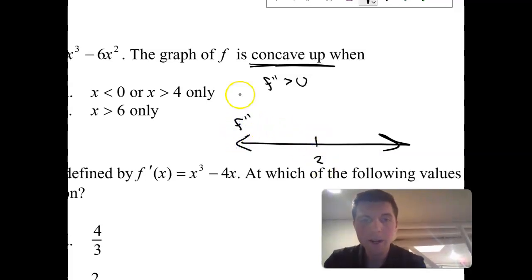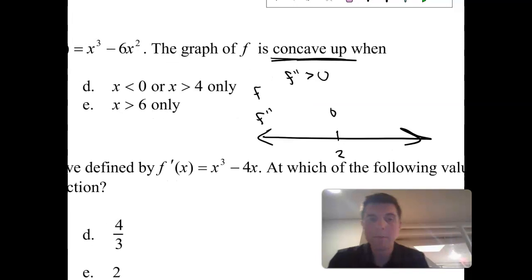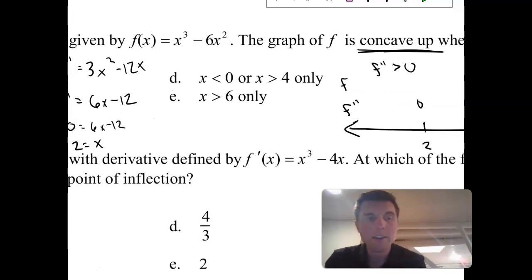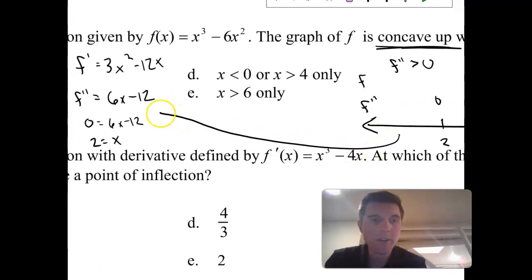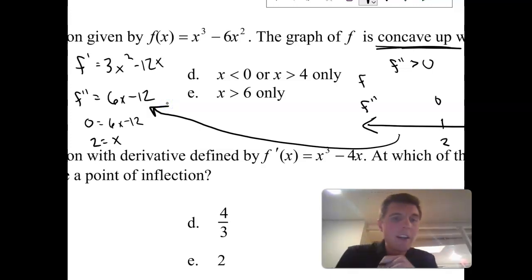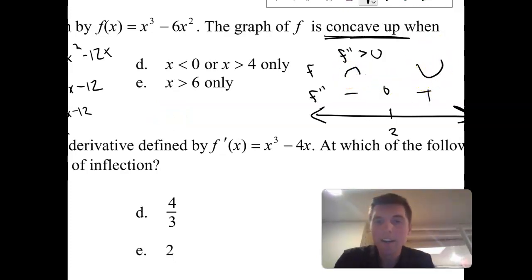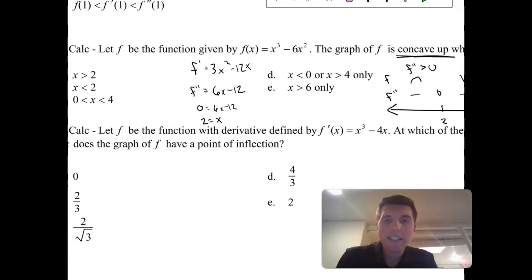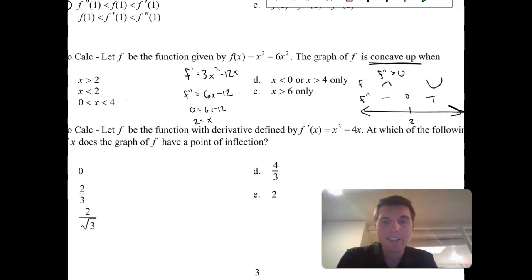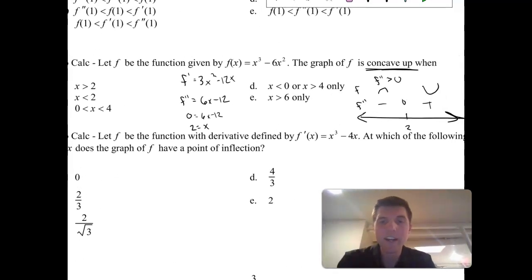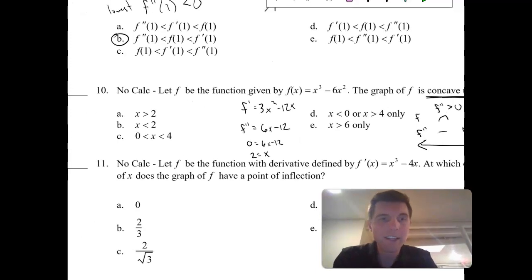So f double prime and f. I'm going to plug in 0 into my second derivative. 0 minus 12, that's negative. Anything bigger than 2 is going to be positive. So it's concave down and concave up here. So I see that it's concave up when x is greater than 2. Anything to the right of 2 has a positive value. So A is where x is greater than 2.